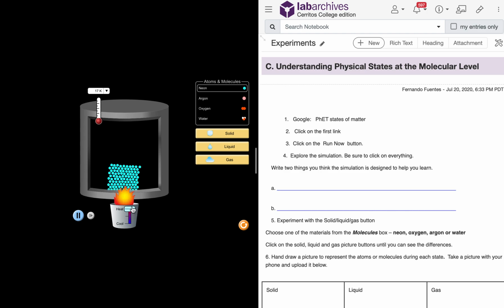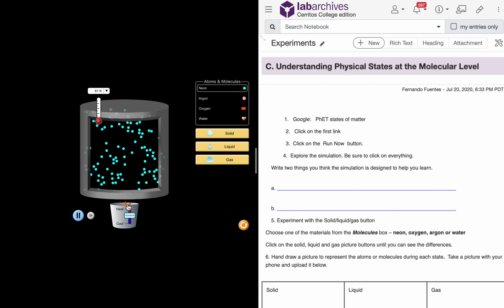You can control the heat. So if you increase the heat, you're gonna see the particle. For example, in this case, the solid particle is moving a little bit more when it's hot. When you cool down, your particle is moving less compared with the heat. And let's try with gas particle. If you heat it, the particle is moving faster, more speedy. When you cool it, the gas particle slows down.